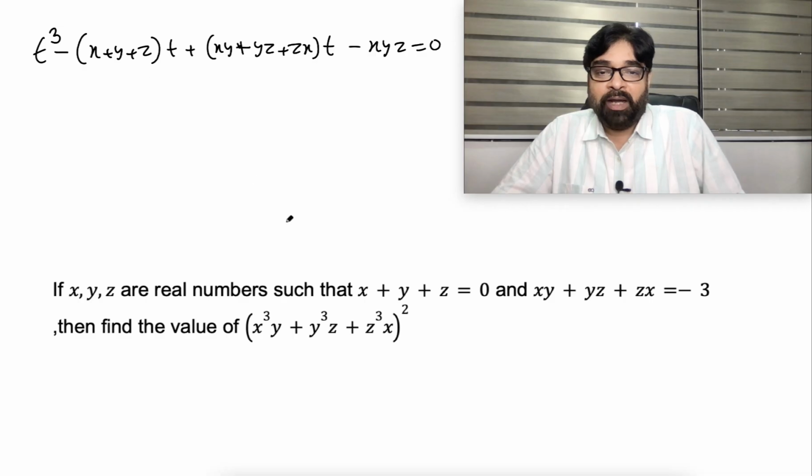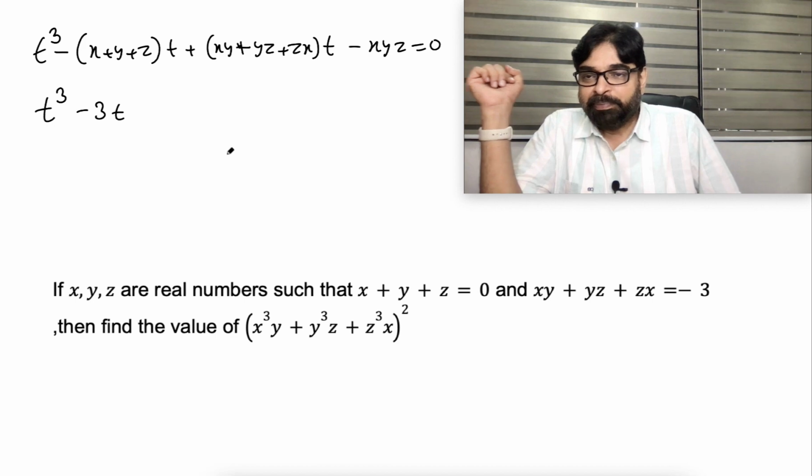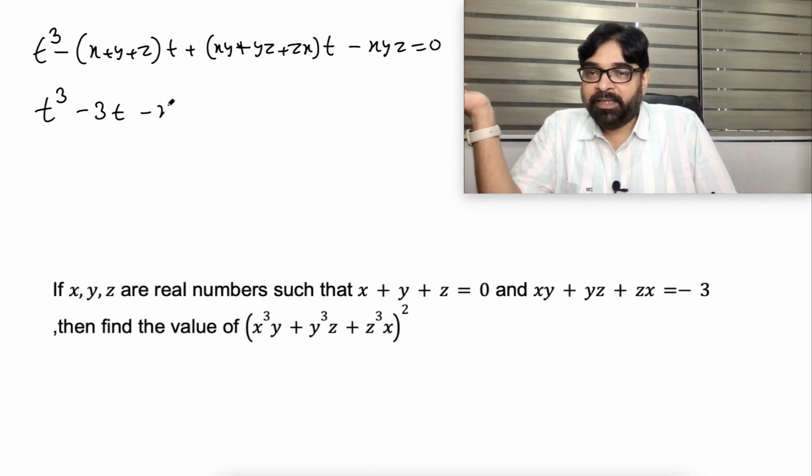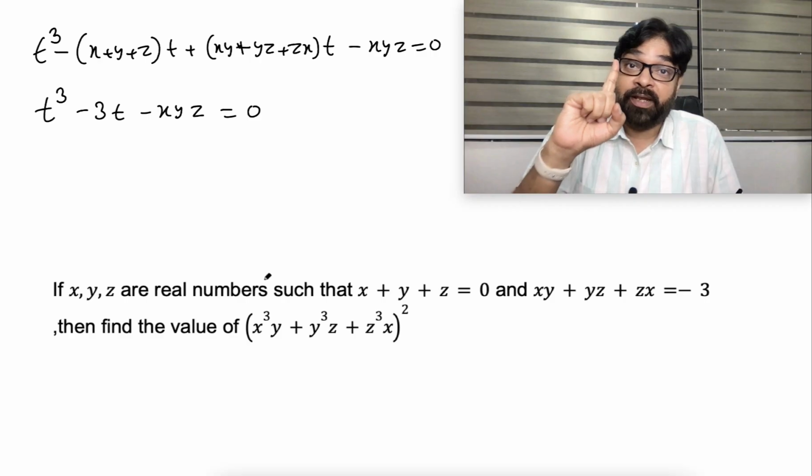Now, this value I already know is 0 and this value I know is minus 3. So I'll say t cube, this is 0, and this is minus 3, so minus 3t, minus xyz equal to 0. This is the equation. Think very, very carefully about this point.